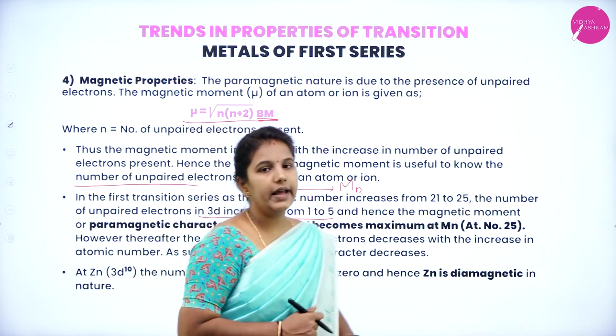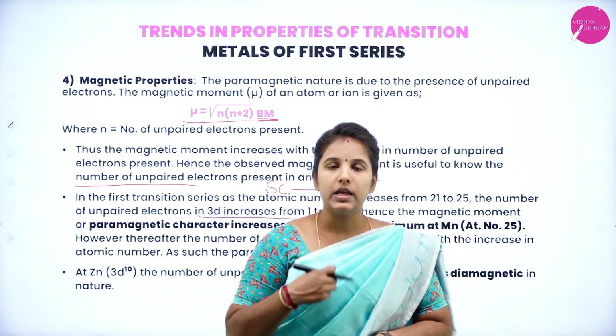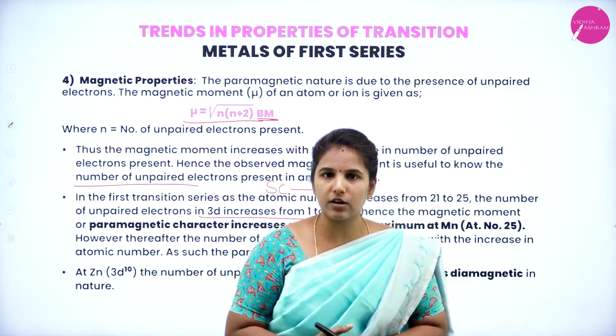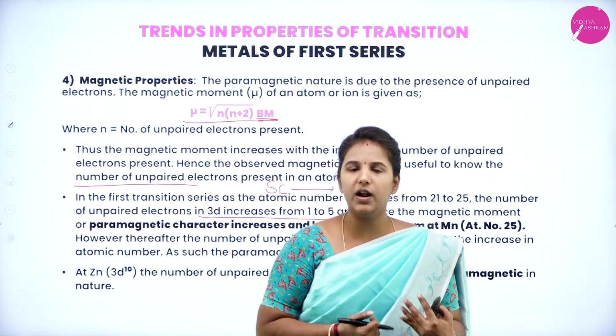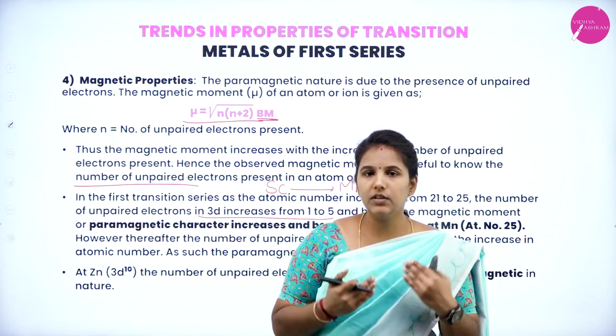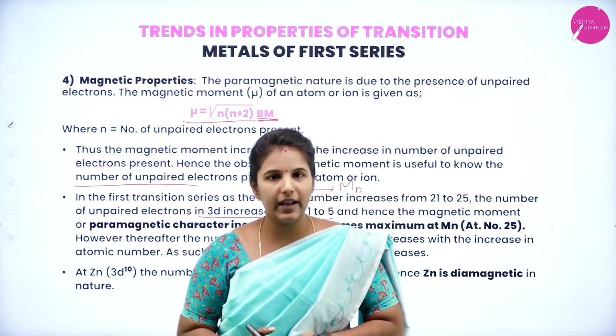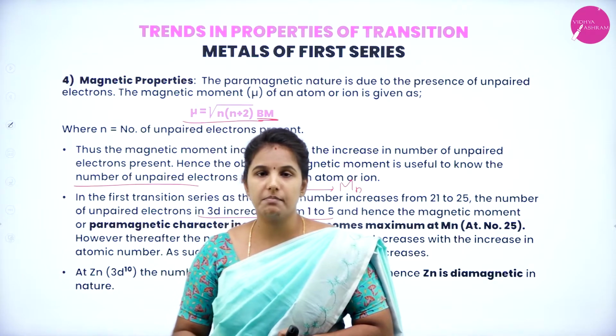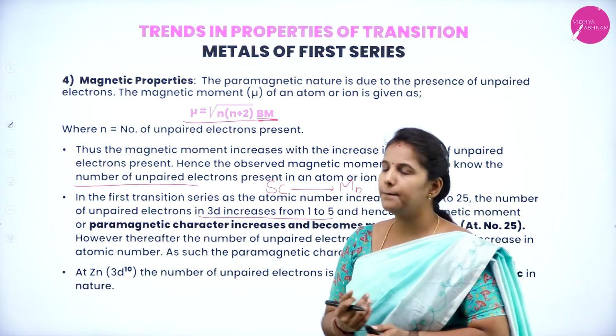Hence, it is diamagnetic in nature. If an element has no unpaired electrons, it is repelled from the magnetic field. Hence, it is diamagnetic. If unpaired electrons are there in the element, it is attracted towards the magnetic field. Hence, it is termed paramagnetic.